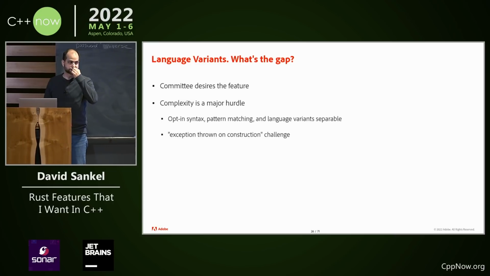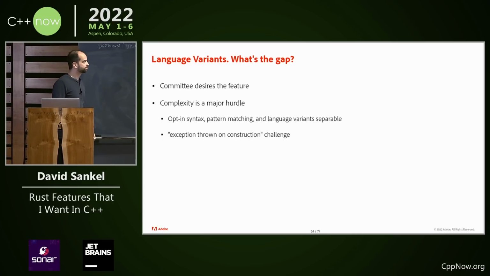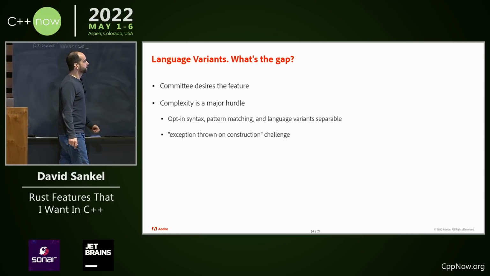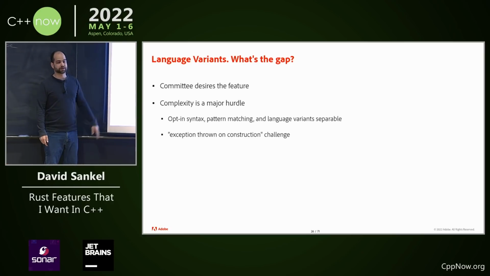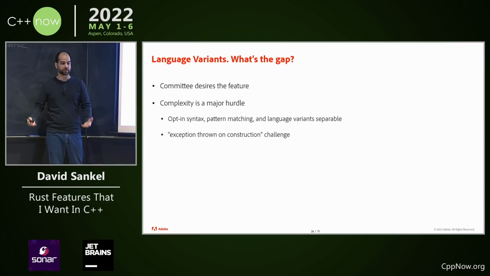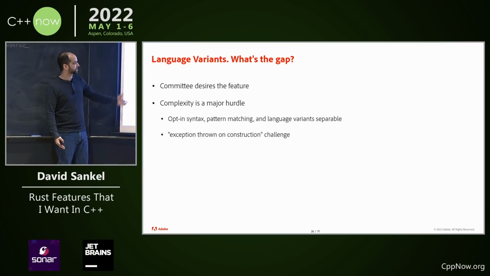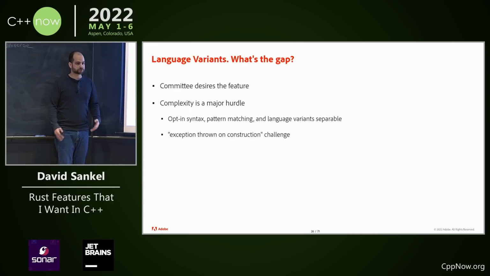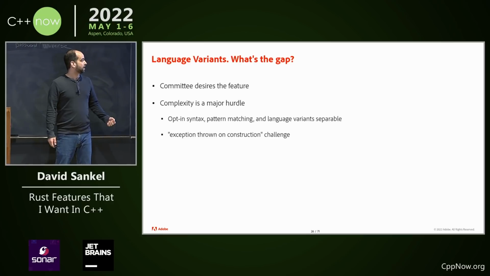The hurdle here is complexity with getting this in C++. There is opt-in syntax, right? How do you get your custom type to be able to opt into pattern matching or opt in to act like a language variant? There is pattern matching itself, which is a big topic. And then there's language variants, which is separable from these two different things. So there's just a lot of work that goes into this.